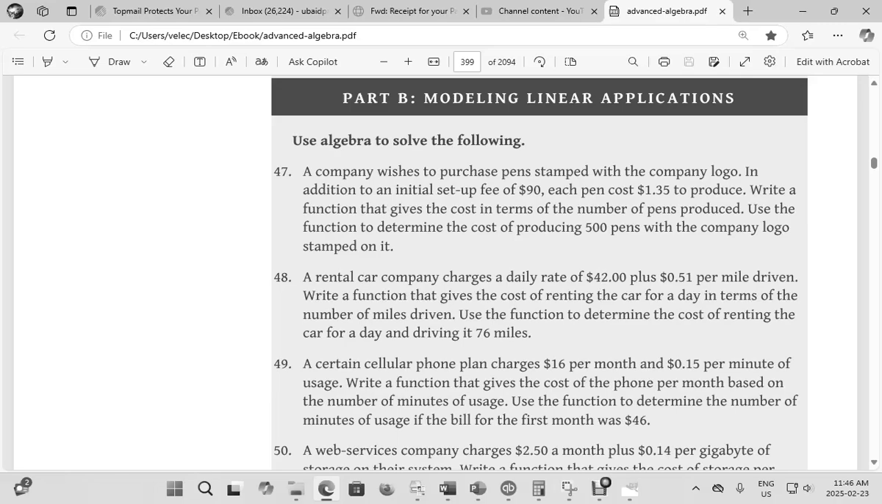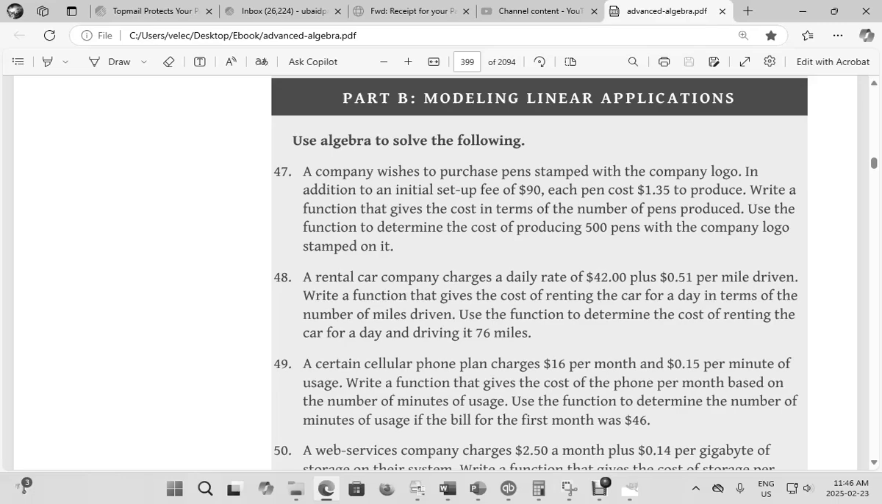Starting with question 47. A company wishes to purchase pens stamped with a company logo. In addition to an initial setup fee of $90, each pen costs $1.35 to produce. Write a function that gives the cost in terms of the number of pens produced. Use the function to figure out the cost of producing 500 pens with the company logo stamped on it. This has to do with advertising, hence advertising expense, on your T2125 if you live in Canada.